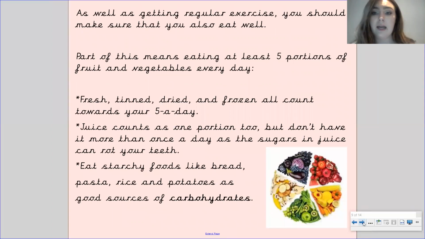As well as getting regular exercise, you should make sure that you eat well also. Part of this means eating at least 5 portions of fruit and vegetables every day. So fresh, tinned, dried and frozen fruit or vegetables all count as your 5 a day. Juice counts as 1 portion too, but don't have it more than once a day as the sugars in juice can rot your teeth. Eat starchy foods like bread, pasta, rice and potatoes as good sources of carbohydrates.